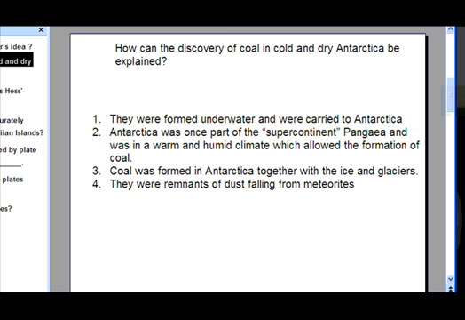Antarctica was once part of a supercontinent, Pangaea, that happened to be located in a warm and humid climate. Think of what I said in the summary video a little while ago. Coal was formed in Antarctica at the same time of ice and glaciers. Not to a large extent. And remnants of dust falling from meteorites. Okay. No, the one answer that makes the most sense here is actually number 2.